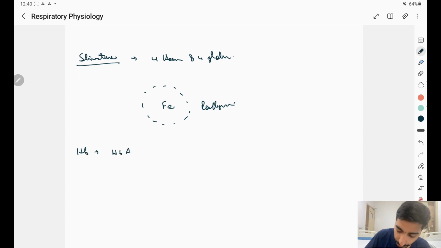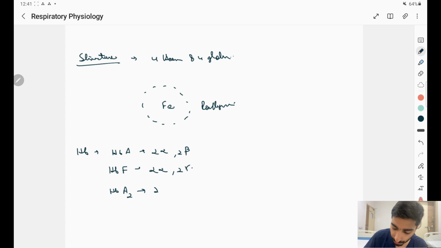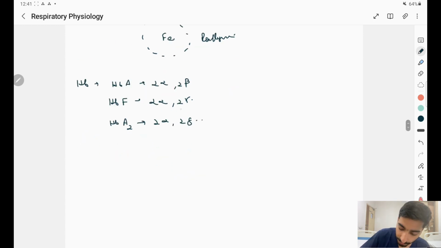And there are different forms of hemoglobin. The adult hemoglobin consists of 2 alpha and 2 beta chains. Fetal hemoglobin consists of 2 alpha and 2 gamma chains. And the HbA2, the second type of adult hemoglobin, consists of 2 alpha and 2 delta chains. At birth, most of the hemoglobin is fetal hemoglobin, but at around 6 months of life, all the fetal hemoglobin is replaced by adult hemoglobin.